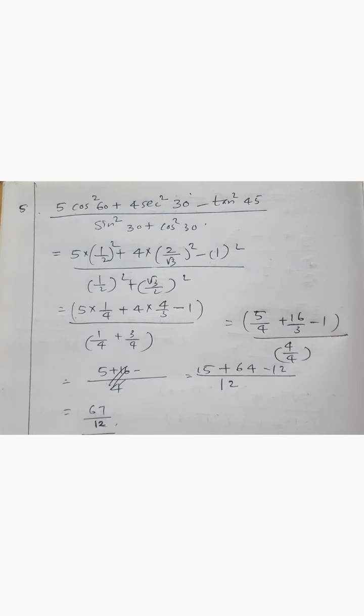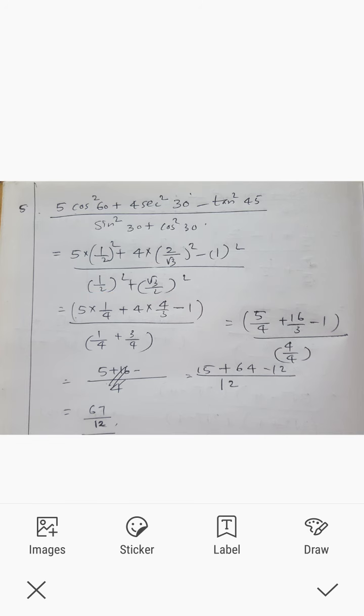Then sin 30 is 1 by 2, so sin square 30 is 1 by 2 square. Cos 30 is root 3 by 2, so cos square 30 is root 3 by 2 square. Okay, so we have substituted all those values.